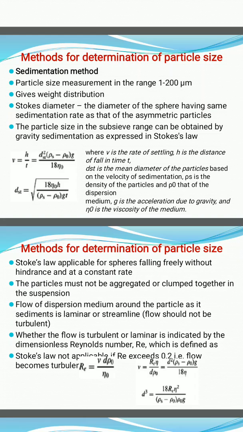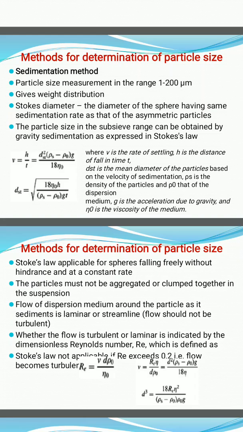So the third method for determination of particle size is the sedimentation method. This method can be used to determine the particle size in the range of 1 micrometer to 200 micrometer. As we know, different methods can be used in different ranges in order to determine the particle size. This method also gives the weight distribution like the sieving method.